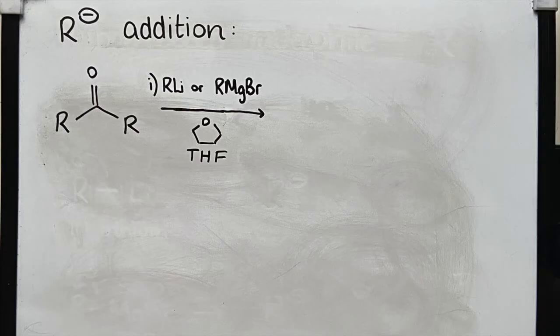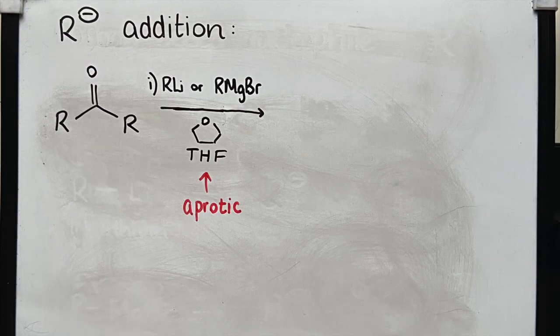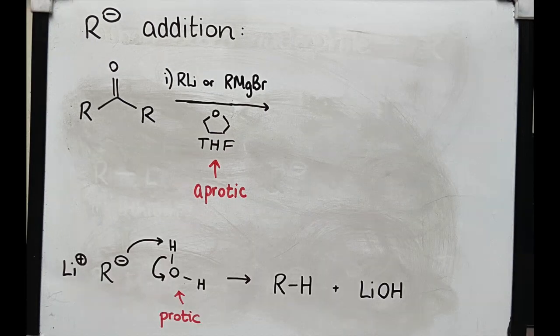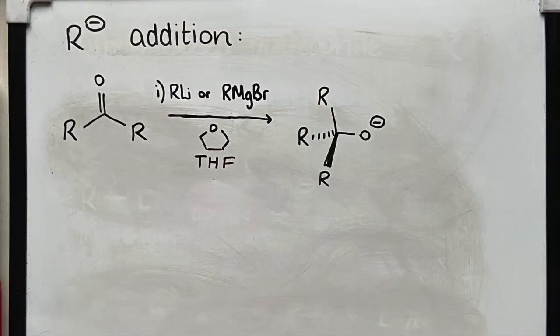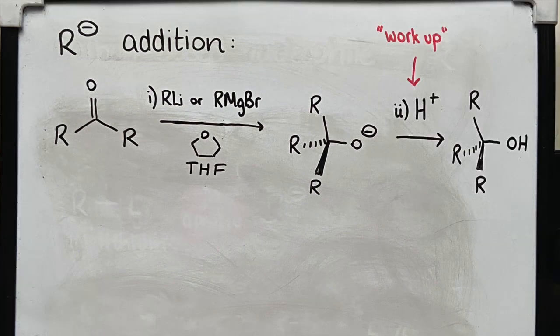In this reaction, the first step involves treating the carbonyl compound with the organometallic reagent in a dry, inert solvent such as THF. Aprotic THF is used instead of a protic solvent like water or ethanol, which would react directly with the R- group of the organometallic reagent. We form the tetrahedral intermediate species, and in the separate workup step, we carefully protonate the negatively charged oxygen atom.